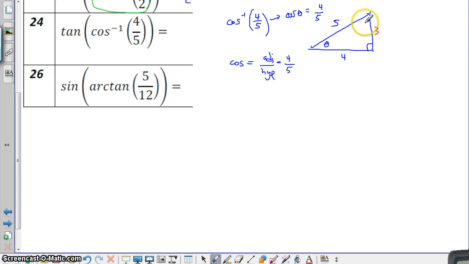So now that I have this triangle set up, I'm interested in the tangent of this angle, and the tangent of that angle is simply just going to be, SOHCAHTOA, opposite over adjacent. So that's going to end up being opposite, which is 3, adjacent, which is 4. So the answer to that is 3/4.